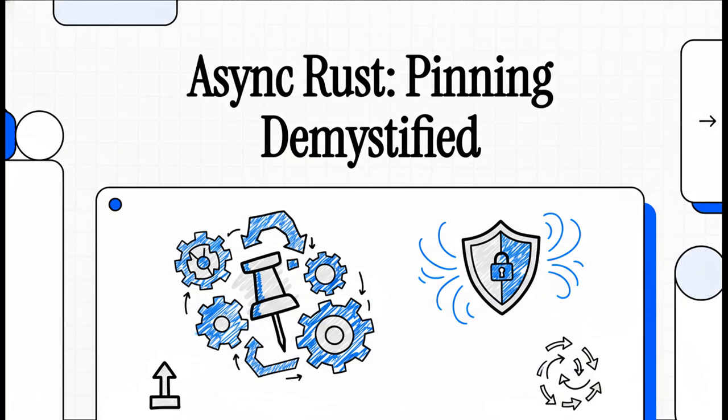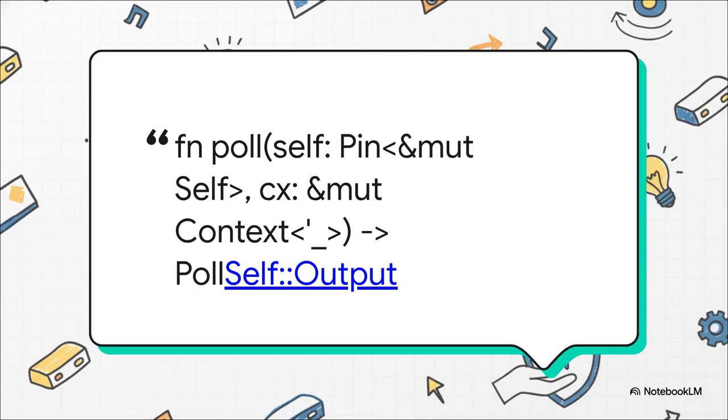Okay, let's dive into a concept in async Rust that can seem pretty intimidating at first, but is absolutely crucial for writing safe, high-performance code. We're talking about pinning. If you've ever been brave enough to write your own future, or even just peek under the hood, you've definitely run into this signature.